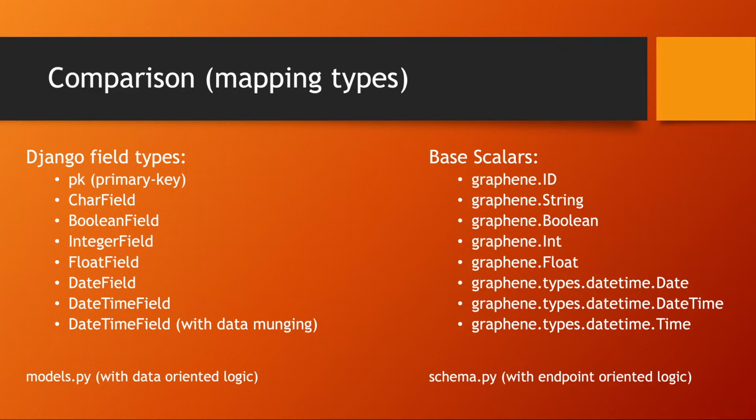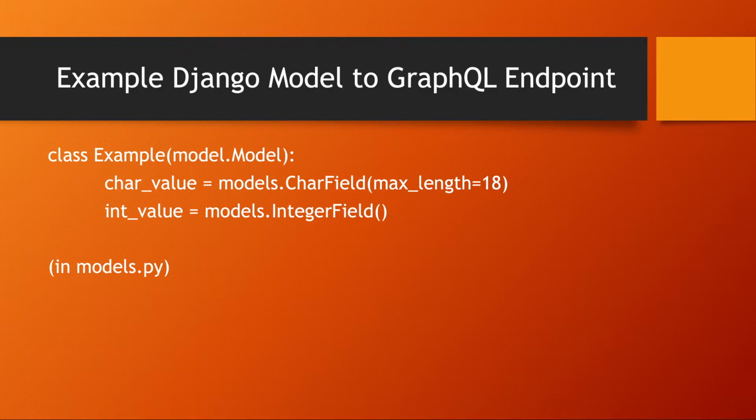On the right, that's where you put things in the schema.py, and that's where I would argue you want to put your endpoint-oriented logic, things you want to adjust to display to your end user. So let's go over an example and what that looks like.